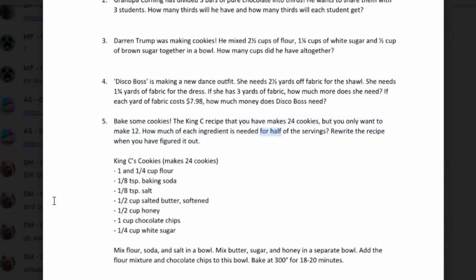We should just look at the recipe because there are lots of fraction numbers there. First one says 1 and 1/4 cup of flour, 1/8 tablespoon baking soda, 1/8 tablespoon salt, 1/2 cup salted butter softened, 1/2 cup of honey, 1 cup of chocolate chips, and 1/4 cup white sugar.